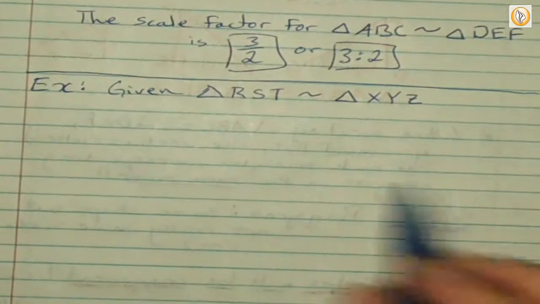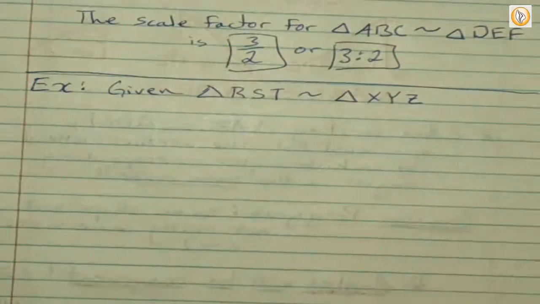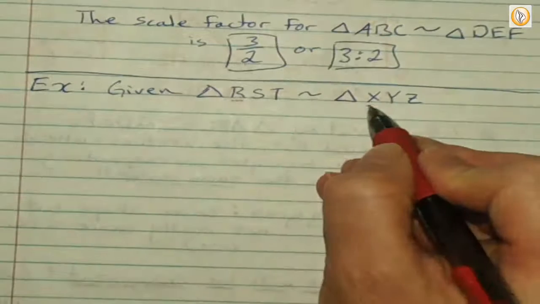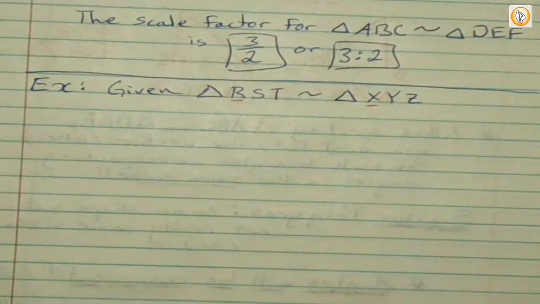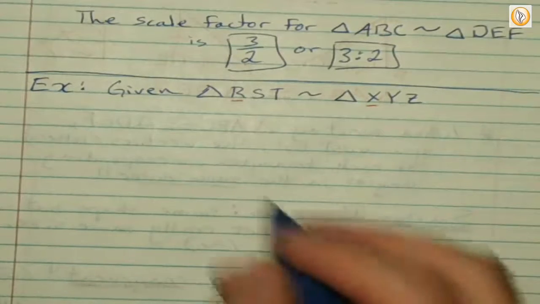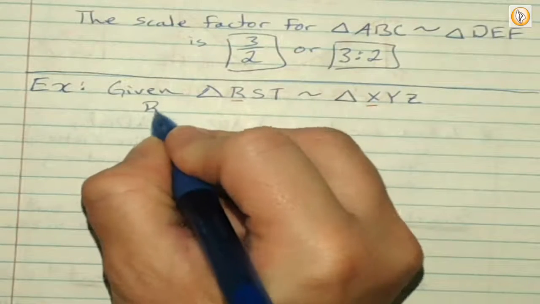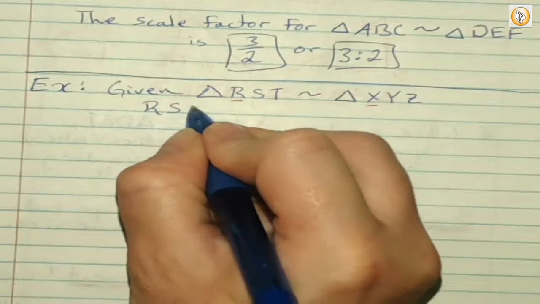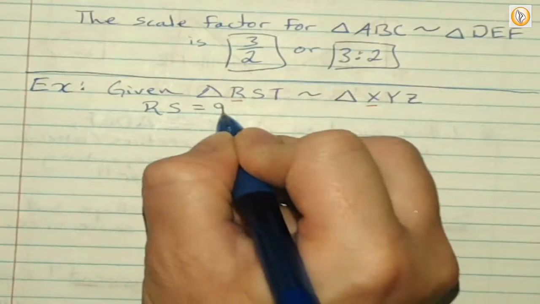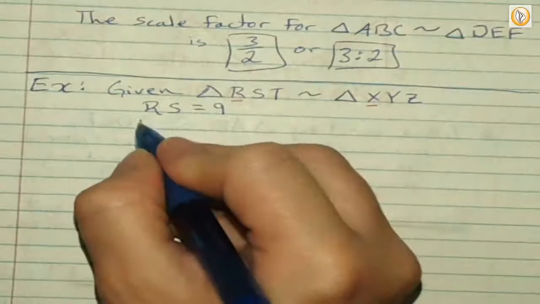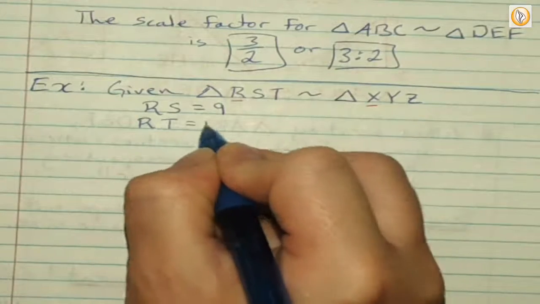Okay. Notice the order in which they're written. They're listed, R and X are first. Notice which ones come second and third. They say that R and S, that means side RS, is 9. Side RT is 18.